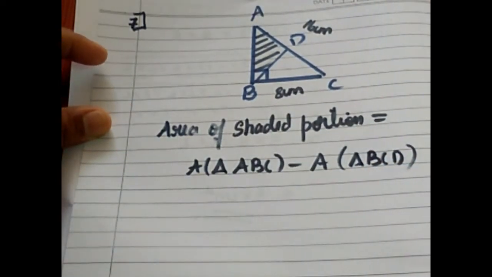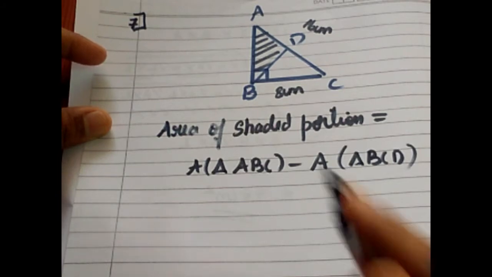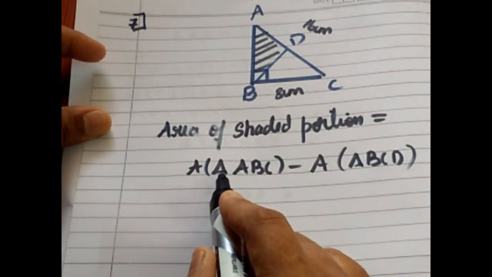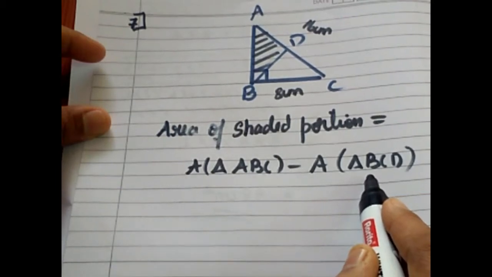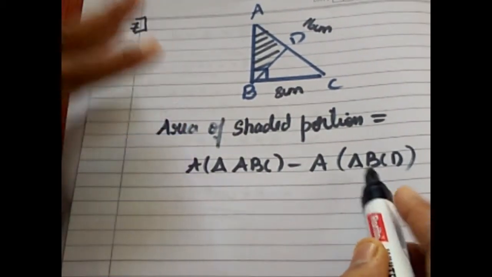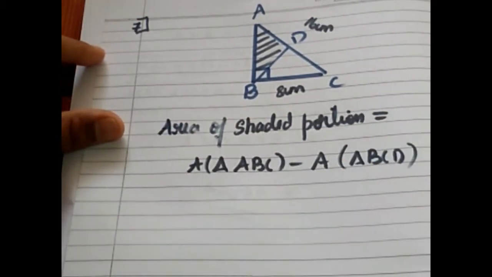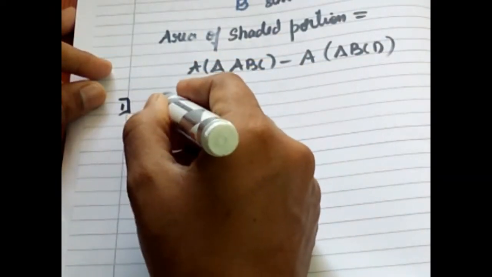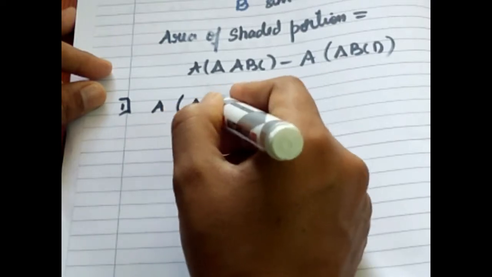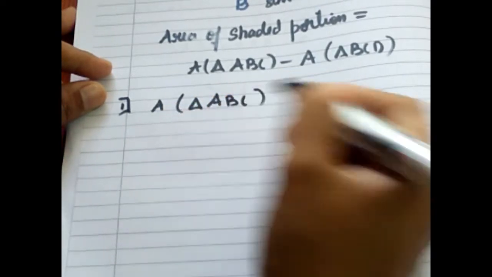Now let me divide the problem into three steps. First step, finding out the area of triangle ABC. Second step, finding out the area of triangle BCD. And third step, to find the area of shaded portion. So let me move on to the first step where I am going to find the area of triangle ABC.